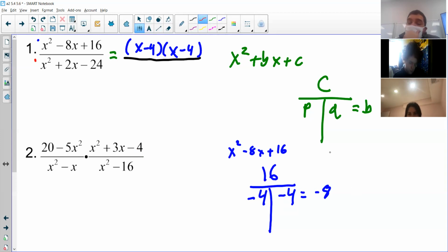The bottom, which I'll do in red, x squared plus 2x minus 24. So we need things that multiply to -24 that add to +2. Remember, because it's multiplied by a negative, it'll be one negative, one positive. Go ahead, Ella.